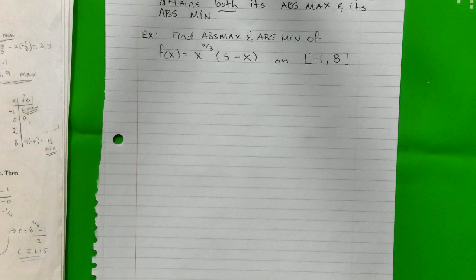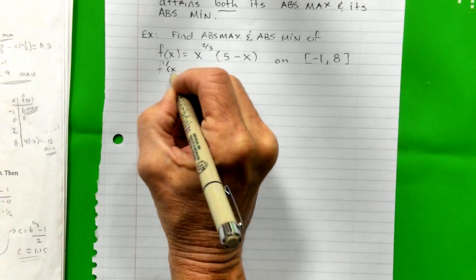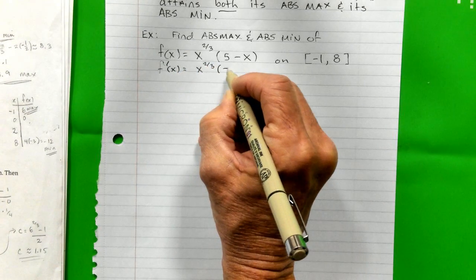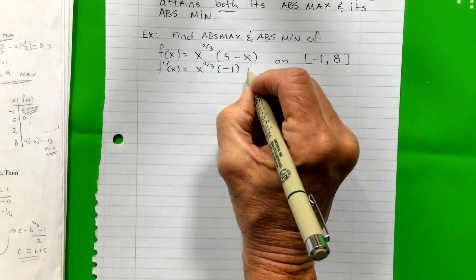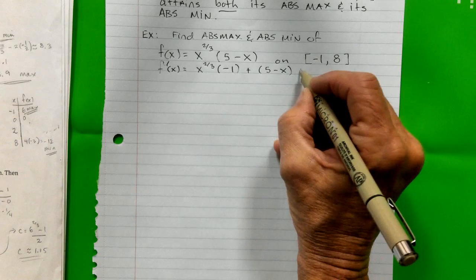Critical numbers should be at x is 0, x is 10/3. Anybody doing those? I don't know, maybe I made it up. Let me do the product rule. So here's the first times the derivative of the second, plus the second times the derivative of the first.